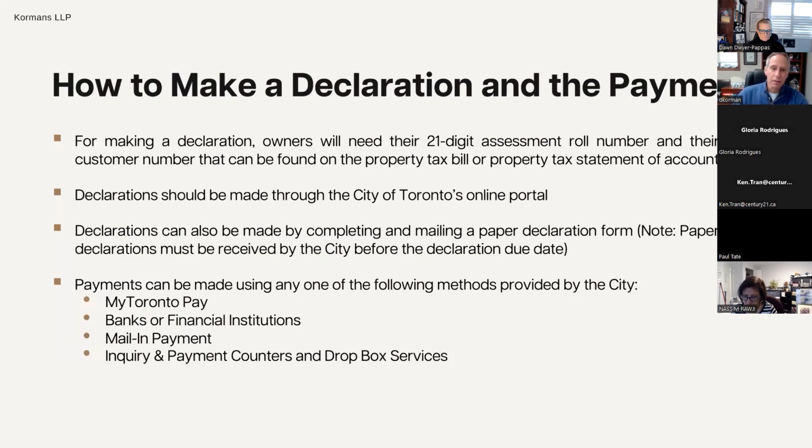So let's go a little bit into how you file a declaration and make the payment. You basically go online and click to get into the portal. You need the 21-digit assessment tax roll number. And if you have that, then you should be good to go. There's an online portal. You click and you go in there.